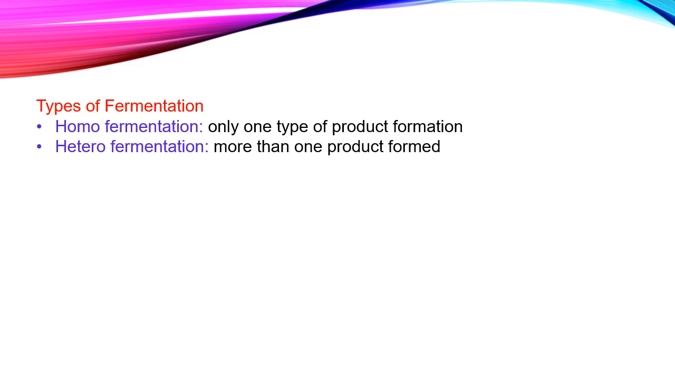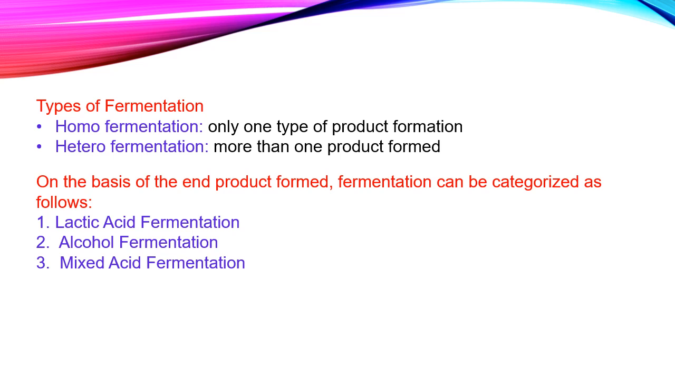But whereas in homofermentation, only one end product is formed. Okay. So now on the basis of the end products formed, fermentation can be classified as follows. So the end product nature, what kind of product is it? Is it an alcohol or an acid, or is it a mixture of both? Based on the nature of the end product, the fermentation is classified as lactic acid fermentation, or alcohol fermentation, or mixed acid fermentation.